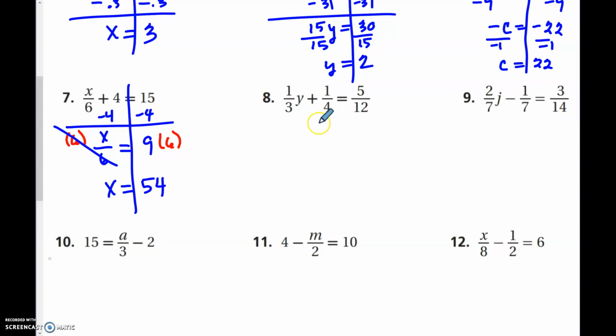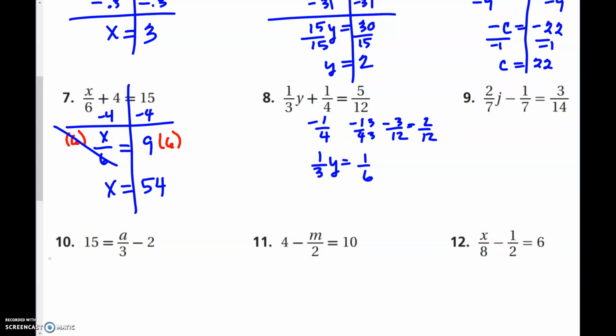All right, number 8, we are going to subtract 1/4 from both sides. So I have 1/3 y equals. Now, these are not common denominators, so I need to multiply this by 3/3. So we have -3/12. So 5/12 minus 3/12 is 2/12. And that's reducible, so I can divide both of them by 2, so I end up with 1/6.